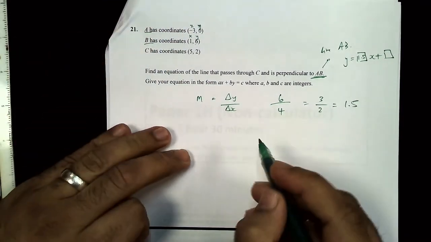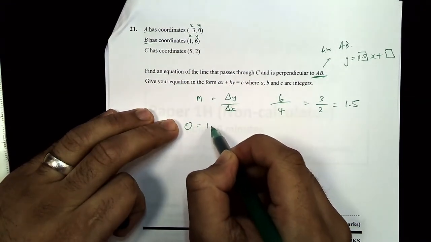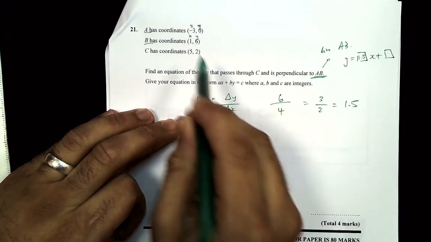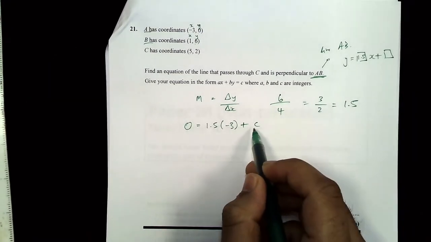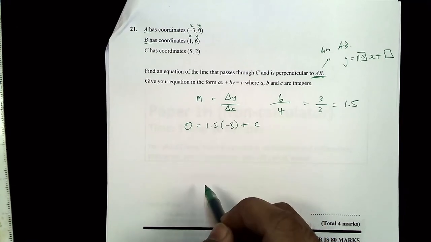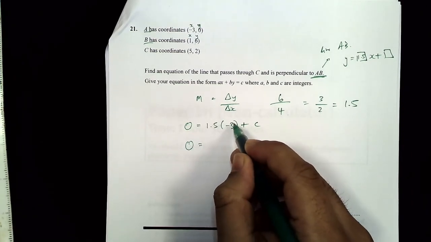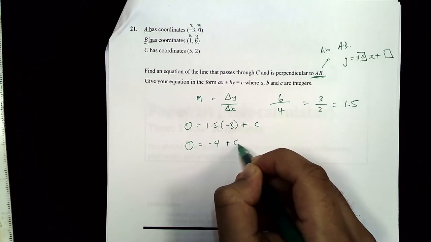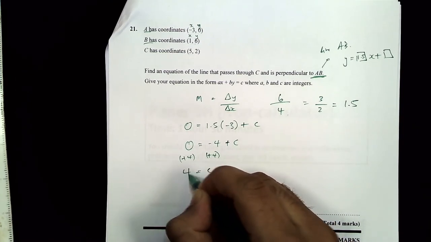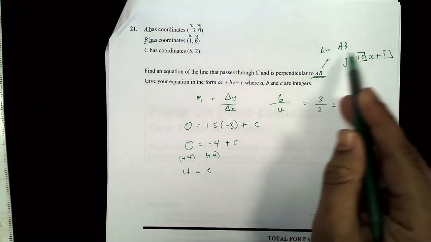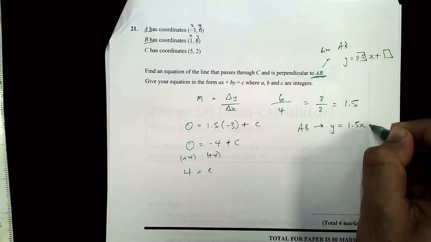So if I write down 0, because that's what y is, equals 1.5 times minus 3, because that's what x is for point A, plus something, and that's the thing that I need to work out. What is 1.5 times minus 3? Well, the answer to that is minus 4. So now to get C on its own, I'm going to add 4, giving me 4. So I've just worked out the equation of the line AB. The equation of that line is y equals 1.5x plus 4.